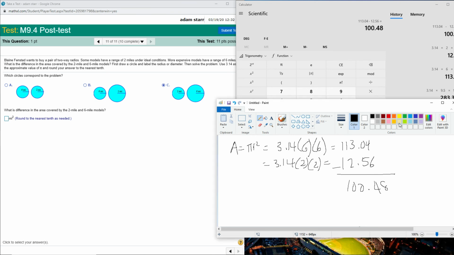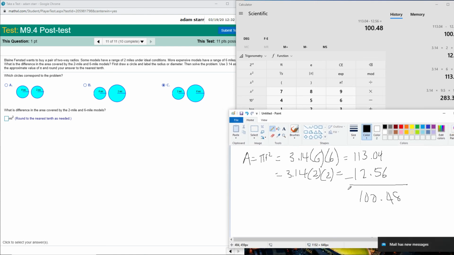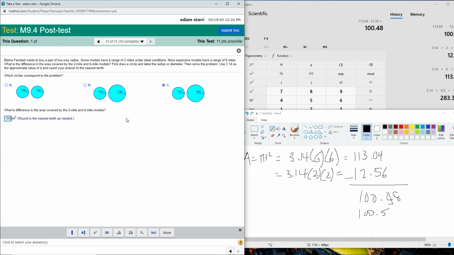100.48 is my difference, that is the answer, but it says round to the nearest tenth. The 4 is in the tenths place, so the 8 tells me this is going to round up to 100.5 square miles. Okay, 100.5, and that should be the last question.